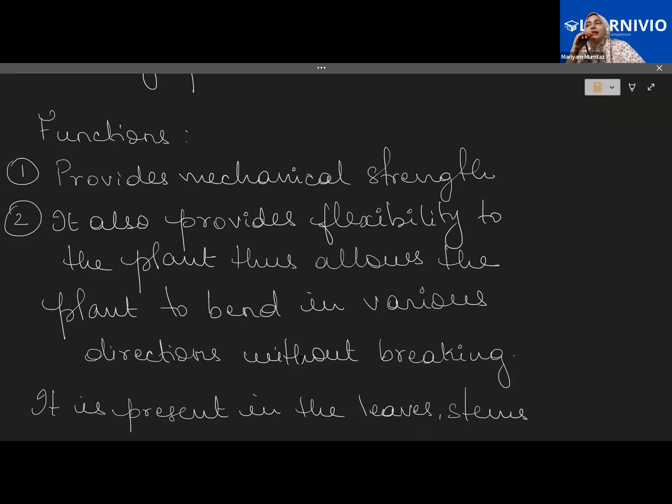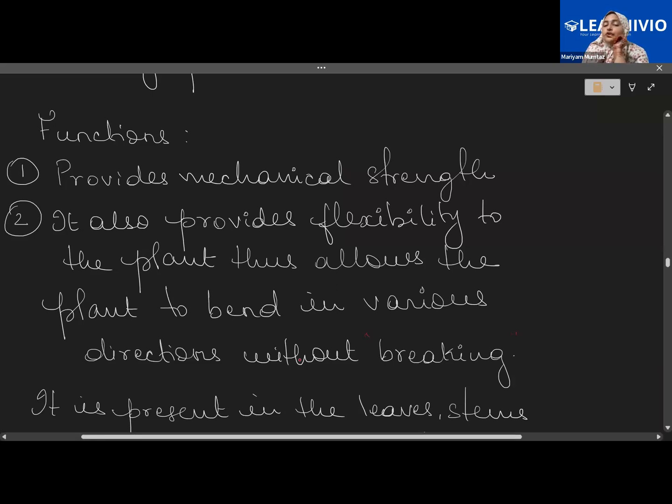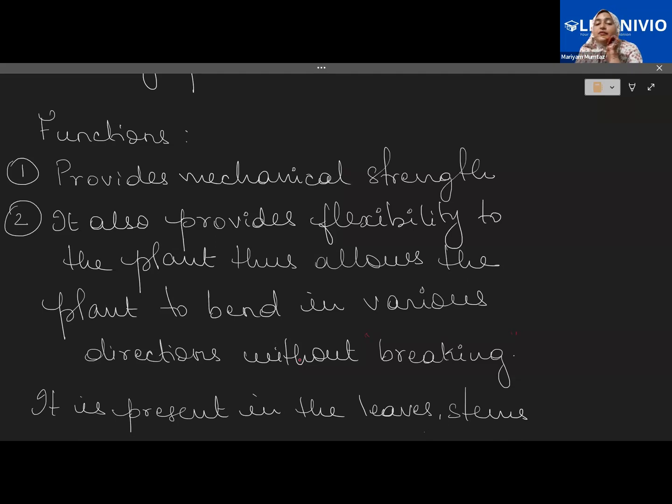direction. You might have seen that whenever the wind blows a lot during the rainy time or during a storm, not all of the plants break down, right? Like for example, they'll flutter in the wind, but they'll not break. Why? Because they have collenchyma present in them, which helps them to bend in various directions and not break while doing so. So the collenchyma provides flexibility to the plant so that the plant does not break.